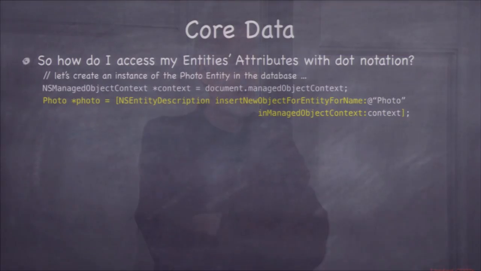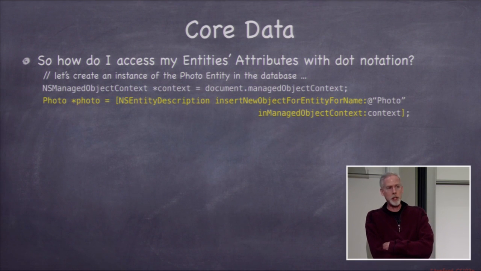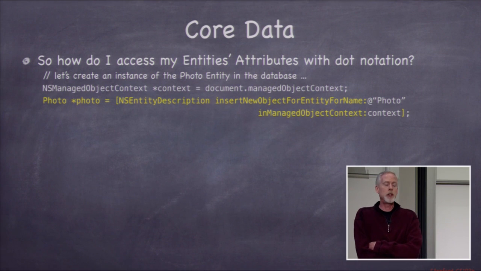Okay? All right. So now that I have these subclasses, how do I use them to access my attributes using dot notation? And so now when I say in this entity description, insertNewObjectForEntityForName in managed object context, instead of saying NSManagedObject star photo equals that, I say Photo star photo equals that. insertNewObjectForEntityForName, by the way, returns an id, so the compiler is not going to warn you or give an error in either case.